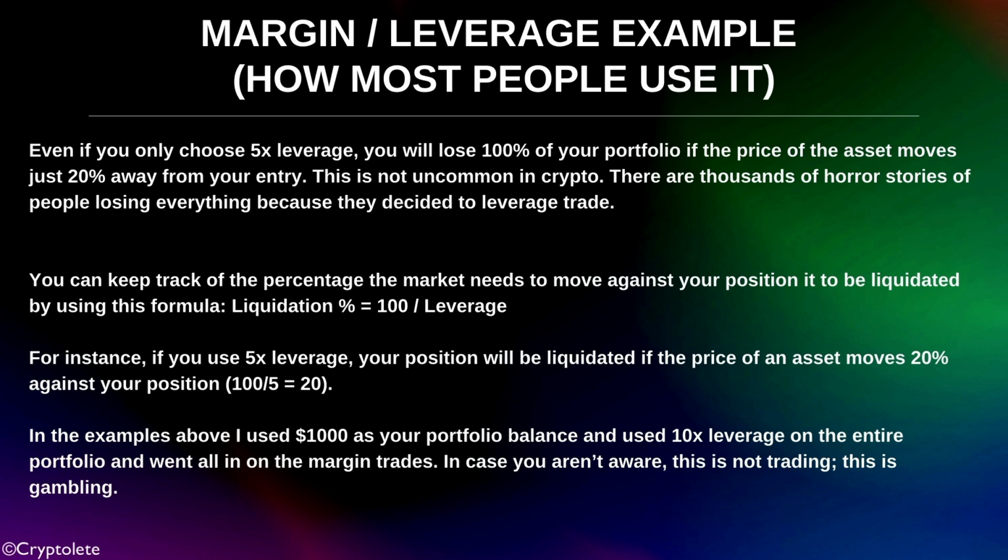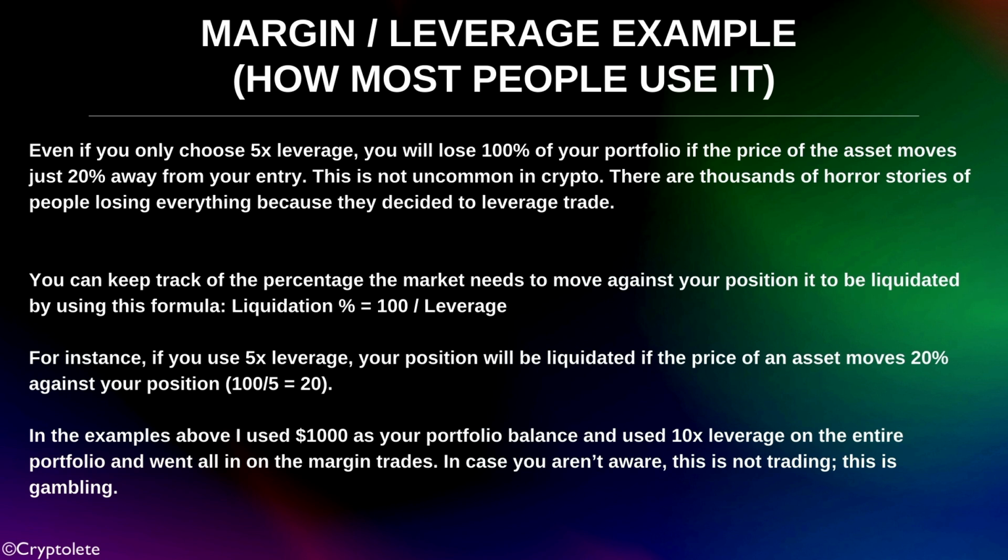Now, you could keep track of the percentage the market needs to move against your position to be liquidated by using this formula. Liquidation percentage equals 100 divided by leverage. So for instance, if you use 5x leverage, your position will be liquidated if the price of an asset moves 20% against your position, because 100 divided by 5 equals 20. In the examples above, I used $1,000 as your portfolio balance and used 10x leverage on the entire portfolio and went all in on the margin trades.